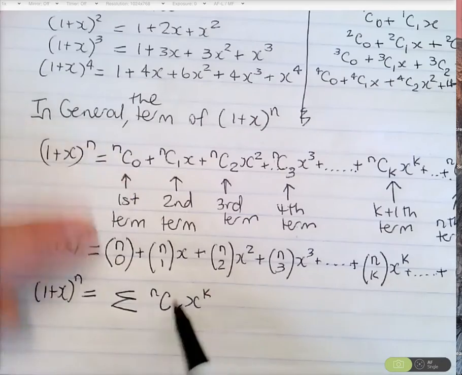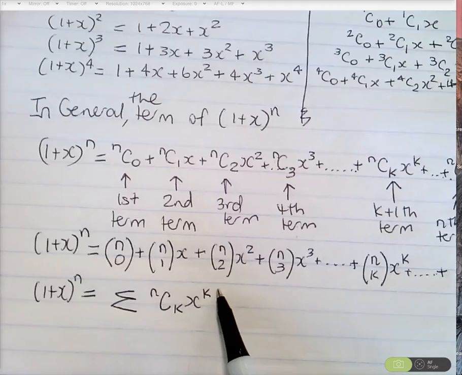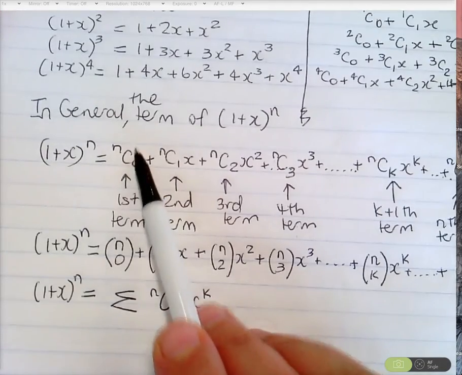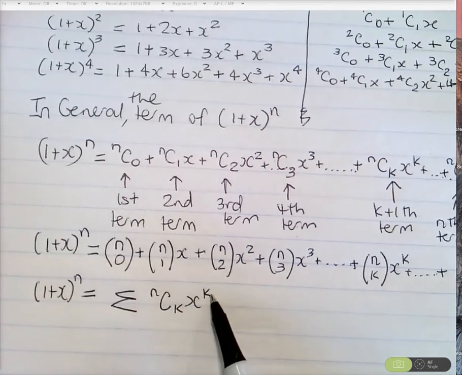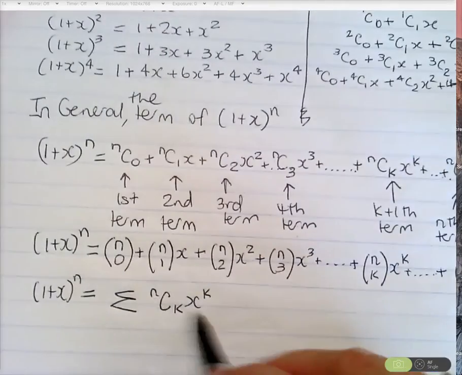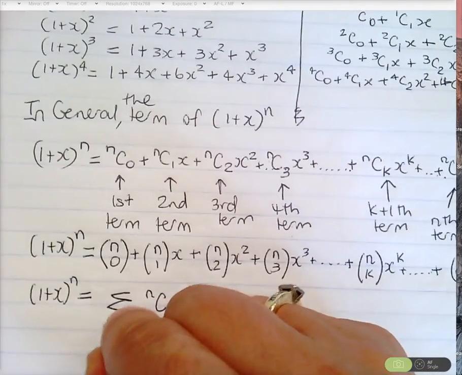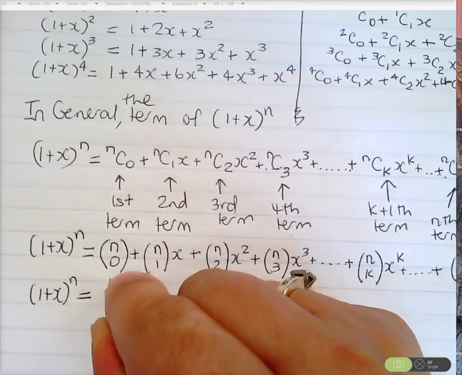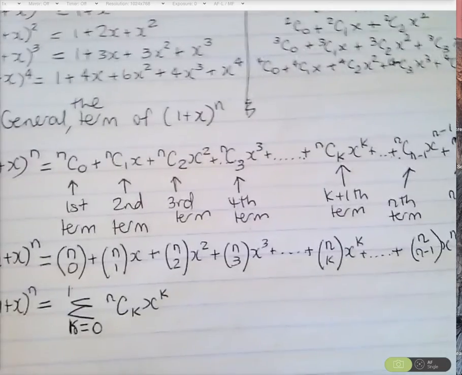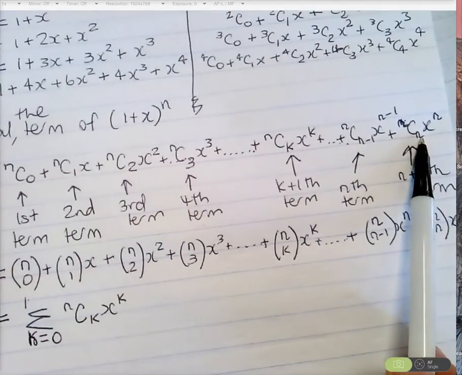nC0 x^0 would give you your first term. nC0, what's x to the 0? 1. That's why there's no x here. Then you've got nC1 x^1, nC2 x squared, nC3 x cubed. So we say the general term looks like this, nCk x^k, and we're starting from k is 0 all the way up to k is what? Up to n.